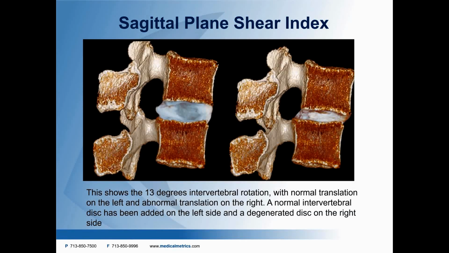This shows 13 degrees of intervertebral rotation in both the left and right animations. There is a normal amount of translation on the left and abnormal translation on the right. A normal intervertebral disc is included in the left and a degenerated disc on the right. This helps to appreciate how the motion might affect the intervertebral disc tissue and any anatomy, such as the nerve roots in the neural foramen.